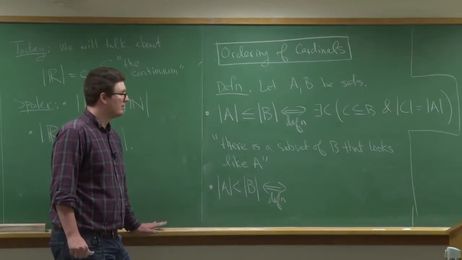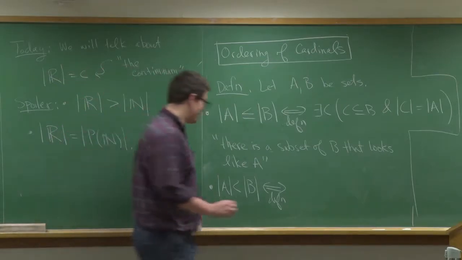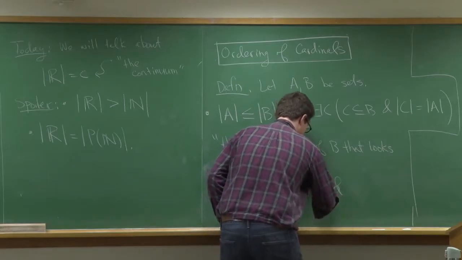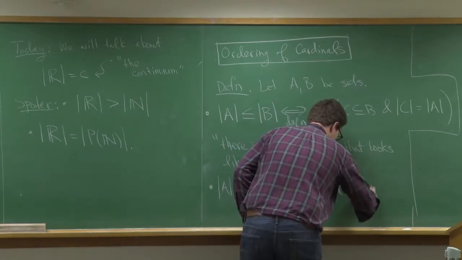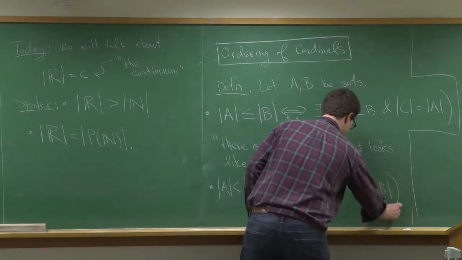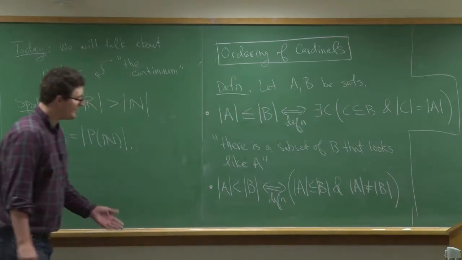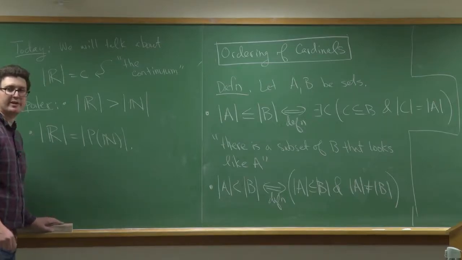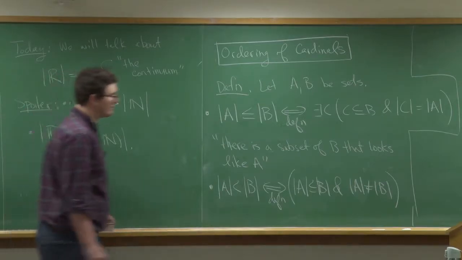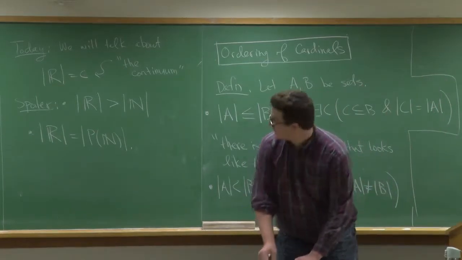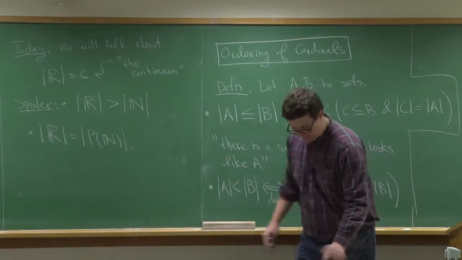A and B are not equal. Yeah. Exactly. So you say that A is less than or equal to B, and A is not equal to B. Okay. So that's how we define it. So that's the logical and. You can always do that. You just say that it's less than or equal to, but not equal to. All right. So that's how we order these things.